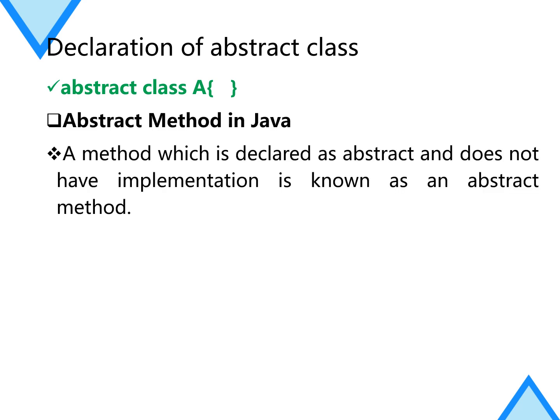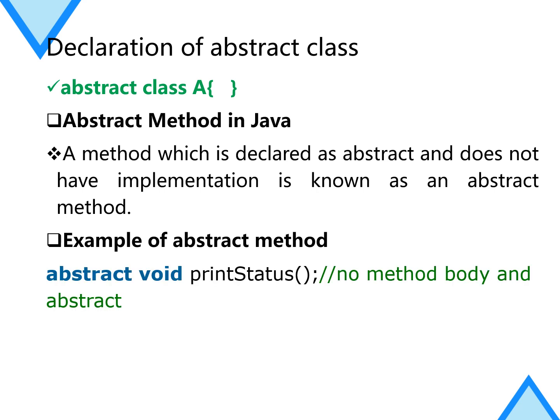Abstract method in Java. A method which is declared as abstract and doesn't have implementation is known as an abstract method. If some method does not have implementation and only has a declaration, then we call this method an abstract method. The syntax of an abstract method is abstract void printStatus. printStatus is a method, and the printStatus method has no arguments and no return value, and we declare this method with the keyword abstract. So we say that this method is an abstract method.